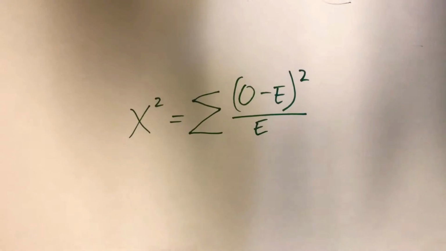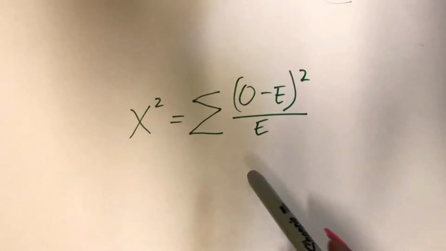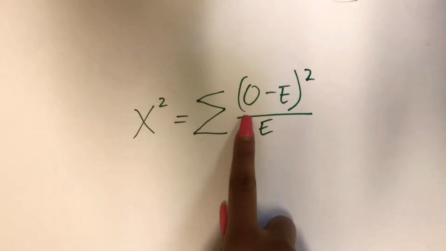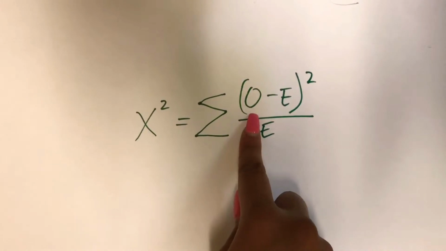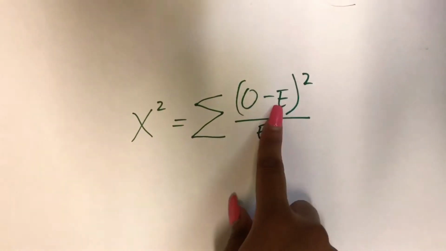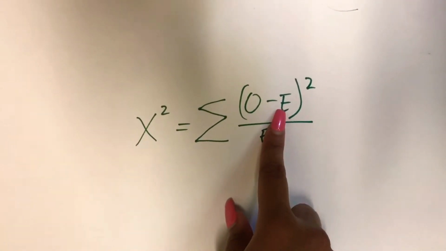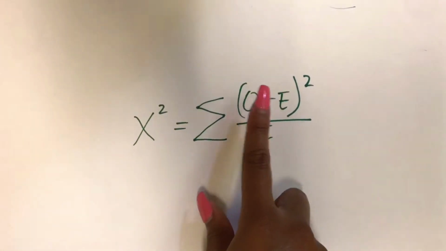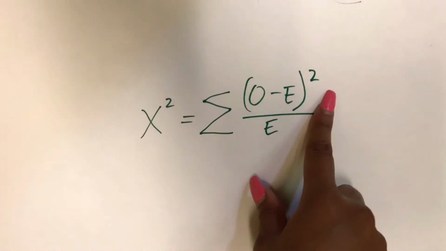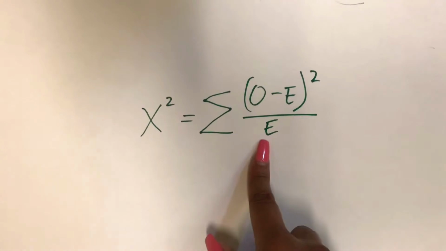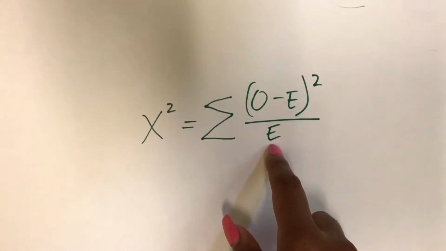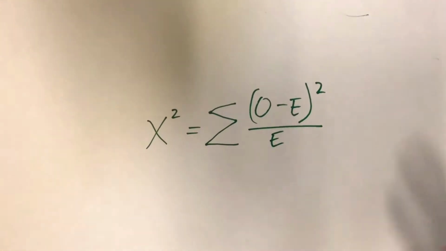To solve for chi-squared, there's an equation first. O stands for your observed, which means how many you have. E is your expected. And when you get those, you want to square it first, and then you divide it by your expected, and then take the sum of it if you have more than one.